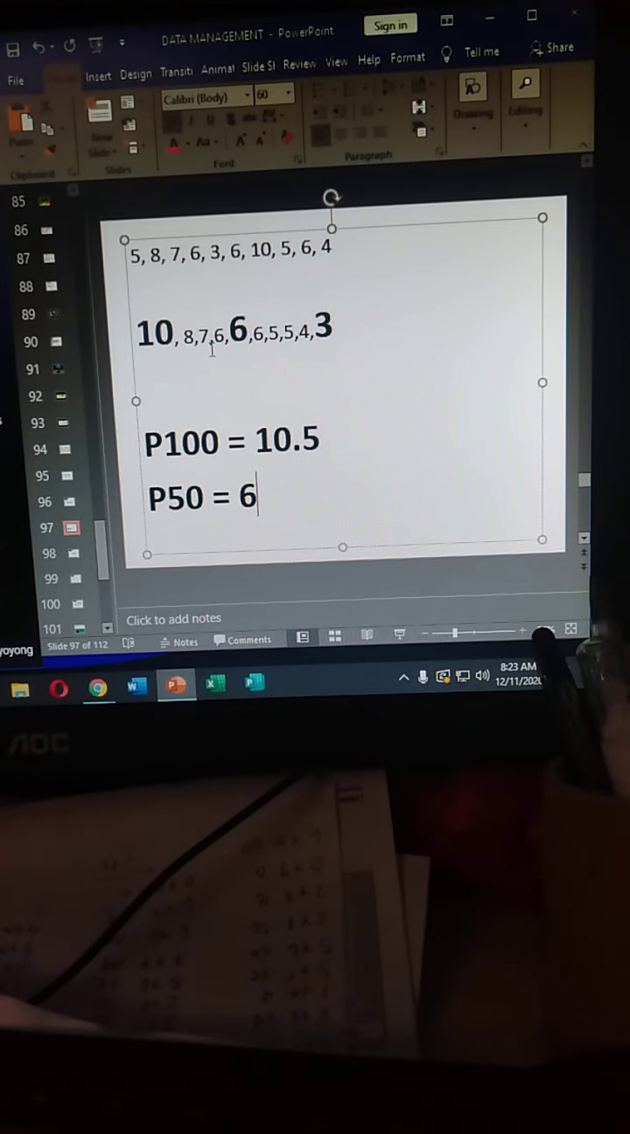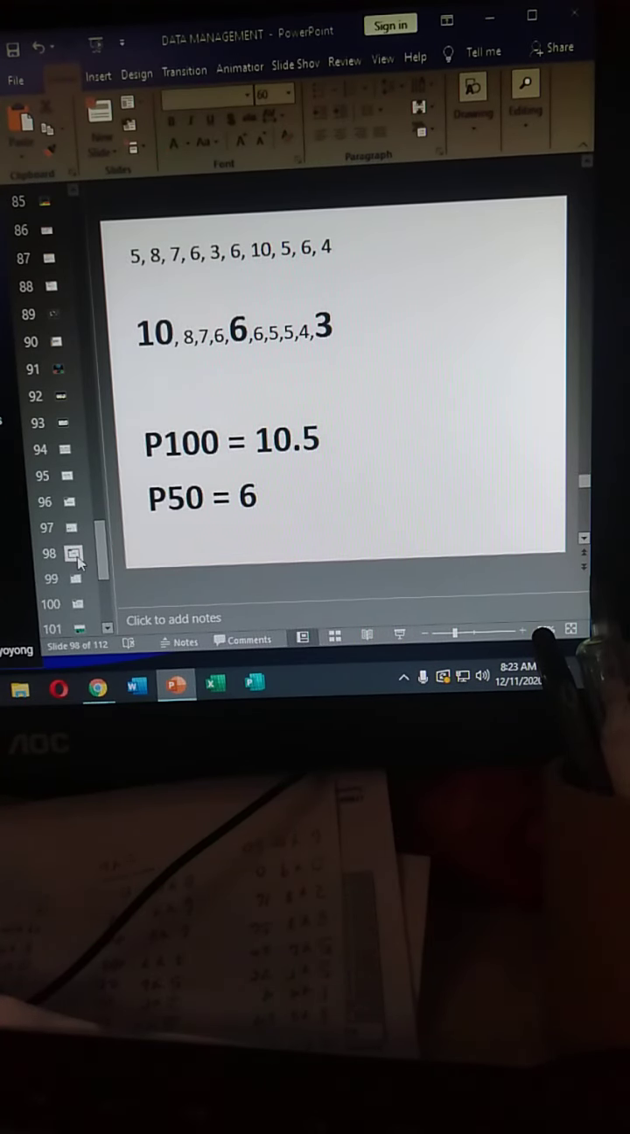That's how it's obtained. Then, what is P10? The P10 is 3, which is the lowest. We can also use 1, 2, and so on. P1 is 3, because it's the lowest. And the middle number, P50, is 6. And for P100, which is 10.5, always get the upper boundary.